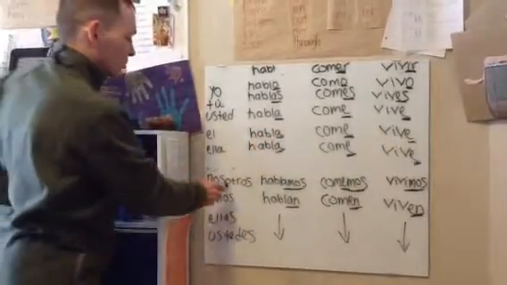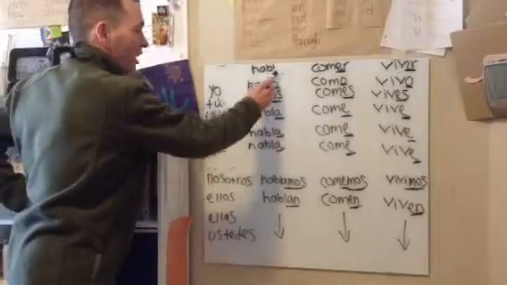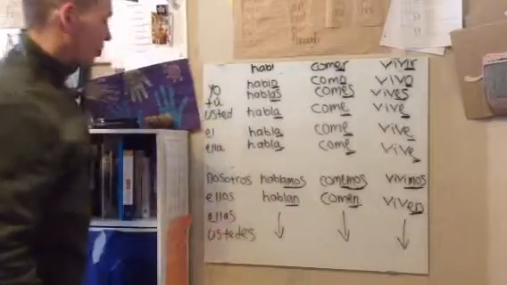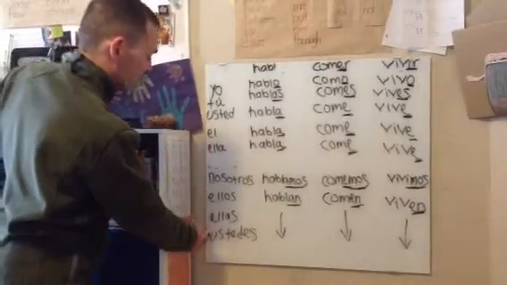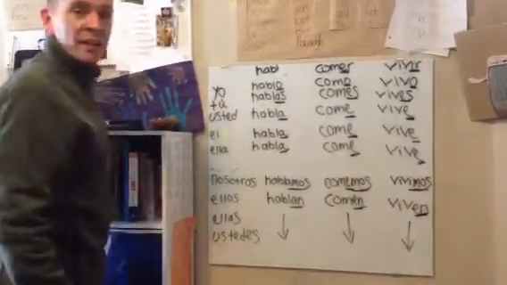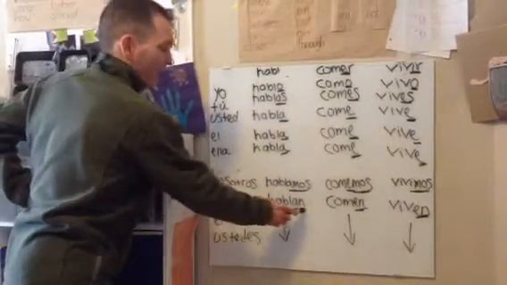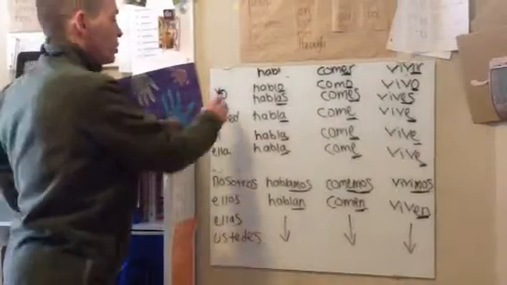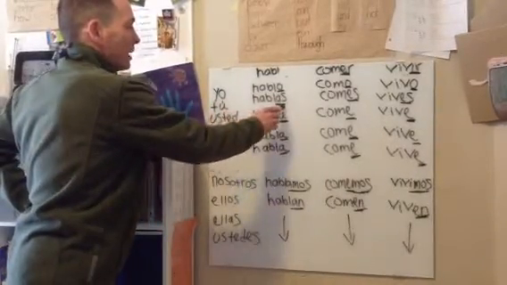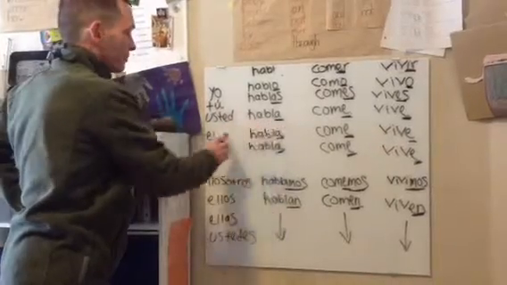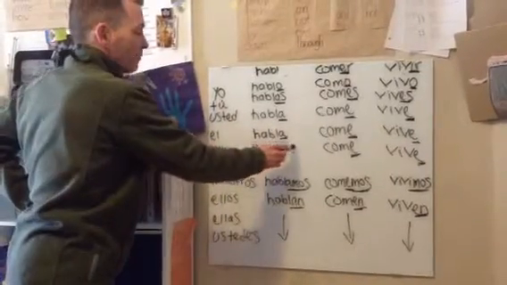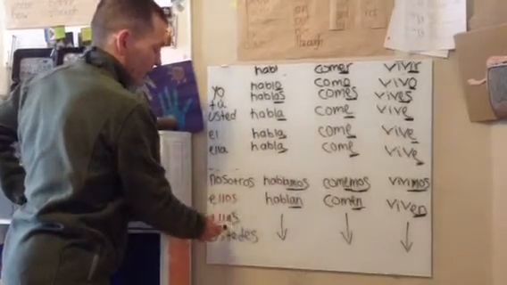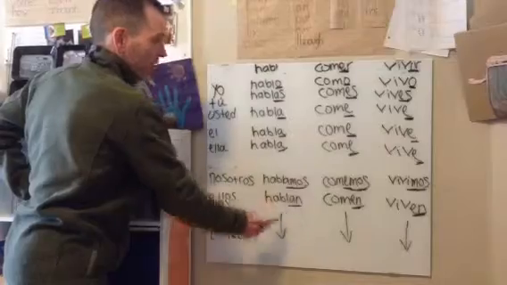For nosotros, we take off the AR and we add amos. And then for ellos, ellas, and ustedes, we again take off the AR and we add an AN, so it's hablan. So let's do a review. We say yo hablo, tú hablas, usted habla, él, ella habla, nosotros hablamos, ellos, ellas, and ustedes hablan.